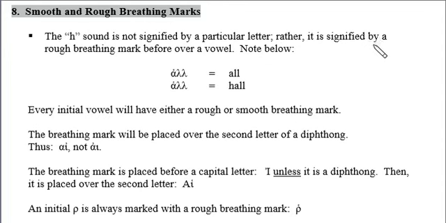Chapter 1, Section 8, we have the phenomenon of smooth and rough breathing marks. So you'll notice here you have what looks like an apostrophe over the alpha. And on this one, we have what looks like a reverse apostrophe over the alpha. And the breathing mark will always be shown over an initial vowel. So the backstory to this is there is no letter H in Greek.